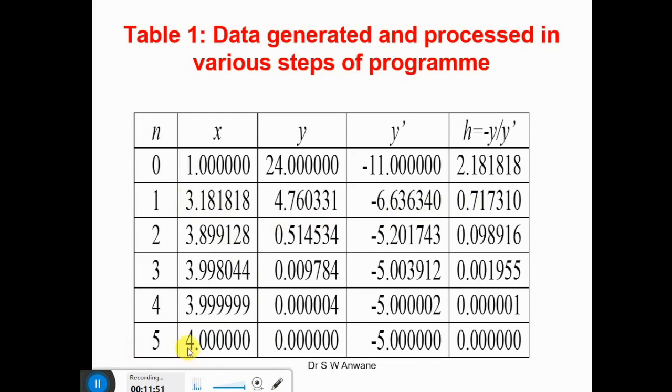So the fifth iteration is the root, x equal to 4, and for that y is obviously 0 and y dash is minus 5, so h becomes 0, so there is no further addition, and we are stuck in the iteration process at the root. This is how it works.